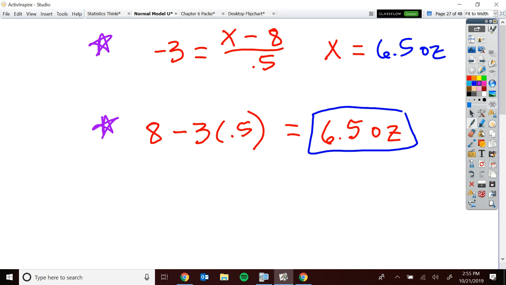The second one I think is the more common sense way, 8 minus 3 standard deviations. And the top one is the formula way. So if you're the formula person, then the top way is your method, but you had to know Z was negative 3. All right. Very good.